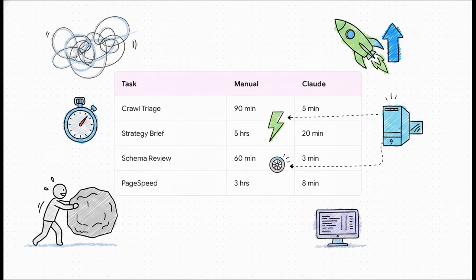A technical SEO strategy brief drops from up to 5 hours down to just 20 minutes. And an hours-long batch page speed check drops to an incredible 8 minutes. This isn't just some marginal iterative improvement. It is a total transformation of your daily workflow.